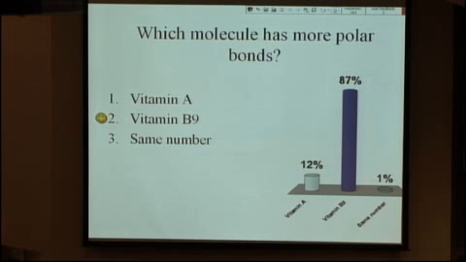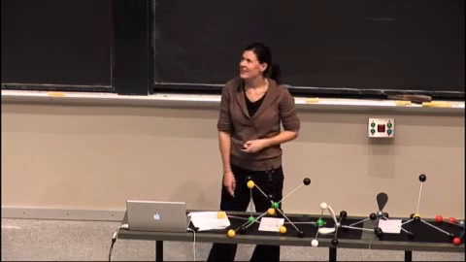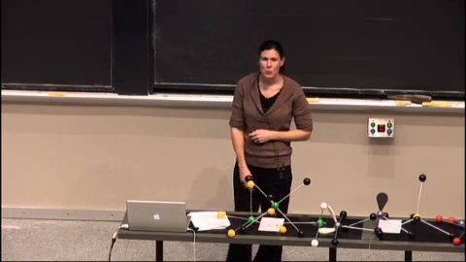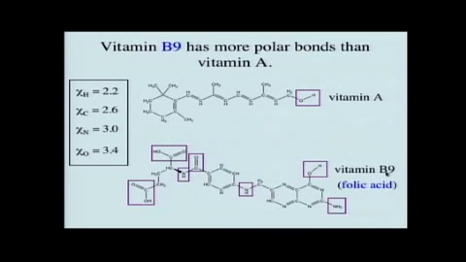All right, great. So most of you said folic acid, or vitamin B9. Let's switch back to our notes and take a look at why. Vitamin B9 has more polar bonds. It's very easy to see once I highlight that it's not even a close call at all. We have a bunch of different polar bonds in B9 versus just one in vitamin A.